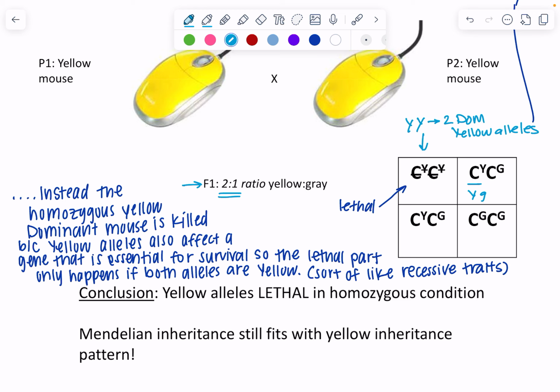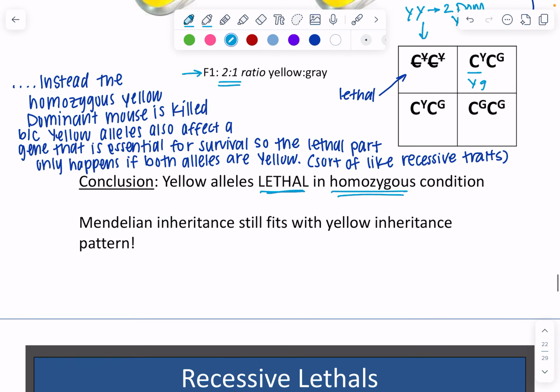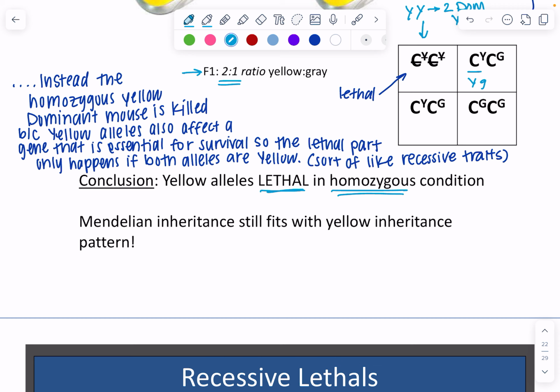So they concluded that the yellow alleles are lethal when they're homozygous. Mendelian inheritance still fits with yellow inheritance patterns. So you still get a 3-to-1 ratio of yellow to gray mice, but one of those yellow mice is dead.